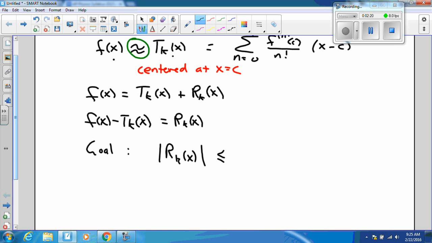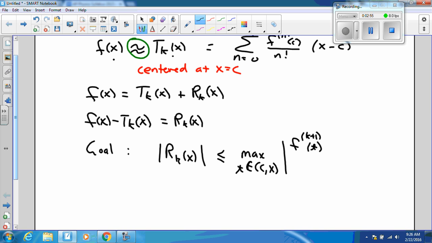By the end of today, we will have developed what that expression is, and I'm going to go ahead and give you the result, which looks a little strange. It's going to be less than or equal to the maximum over all t's in the interval from c to x. And there's going to be three components to our error bound. First of all is going to be the k plus 1th derivative evaluated at t.